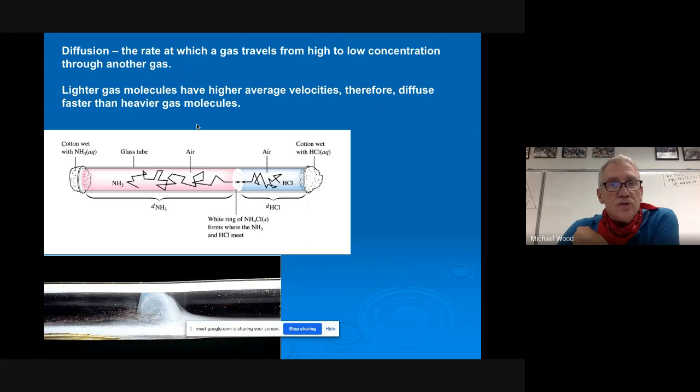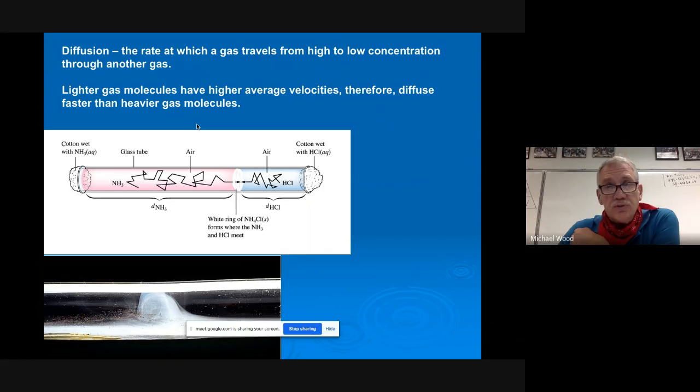Therefore, it diffuses faster. If you look at what I've got in the box, NH3, which has a molar mass of 17, is on the left, and on the right I have HCl, which has a molar mass of 36.5. So HCl weighs twice what NH3 does. When I put those two gases in that tube, they react making ammonium chloride. That's that white ring, but notice it's closer to the HCl. The reason is that the NH3 moves faster because it's smaller.